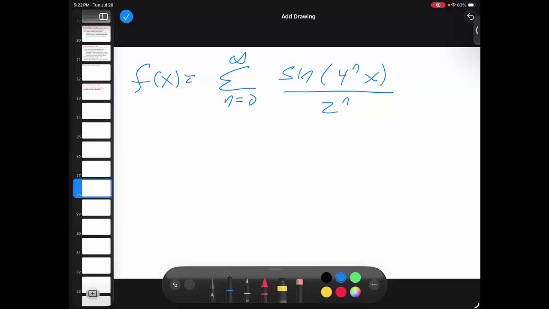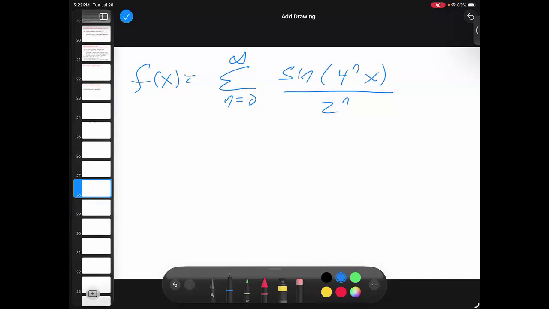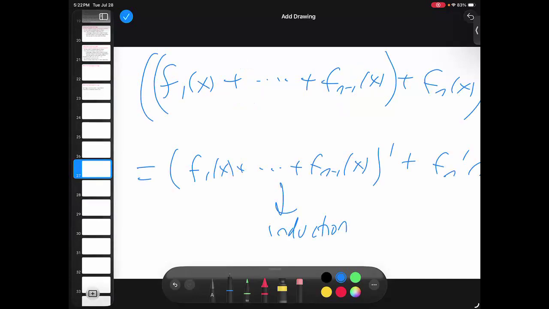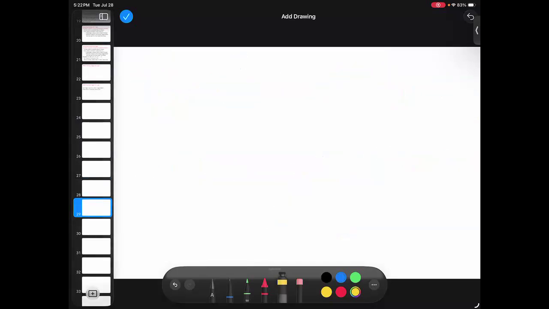Here's an infinite sum. The derivative of an infinite sum is not necessarily the infinite sum of the derivatives. I have to be very careful when I do things by induction. I only know that in the case of a finite sum. And the reason I'm bringing this up is I love this idea of grouping, putting parentheses and grouping things together. So I'm going to try to use beautiful colors.